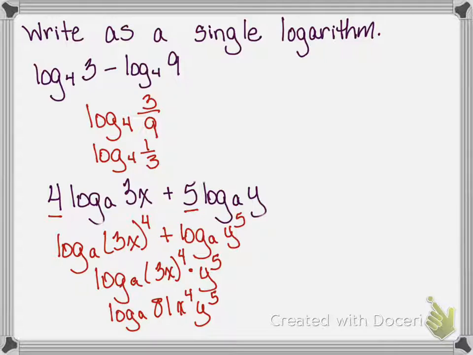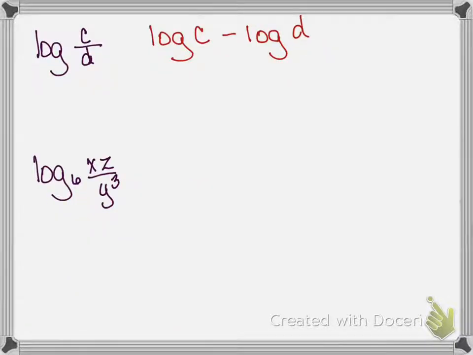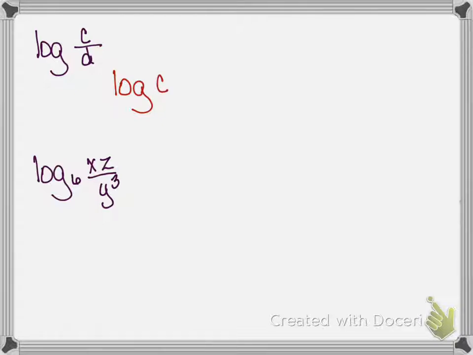Let's do the next ones. Okay, now we're going the other direction. Log, what's my base with this log? 10. Log base 10 of C divided by D. So when I rewrite this, my base is going to stay base 10. I don't have to write down base 10. But what am I doing between the two logs? Good, because of my quotient property.